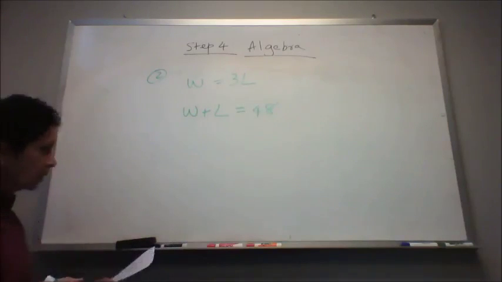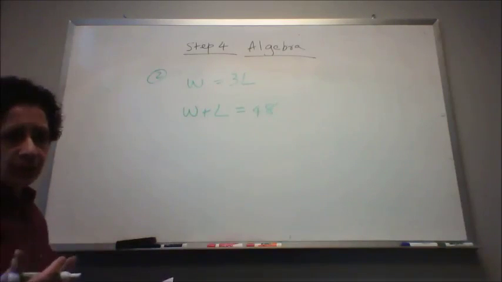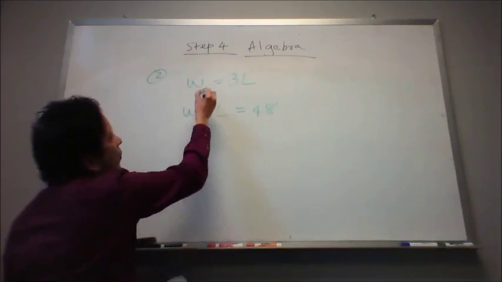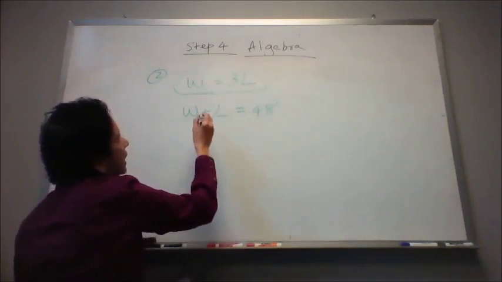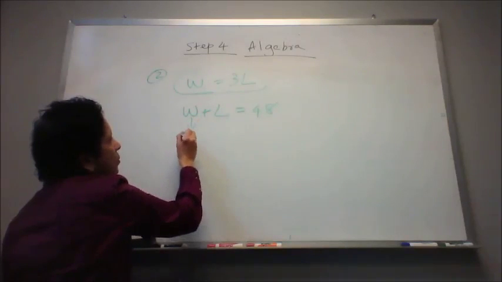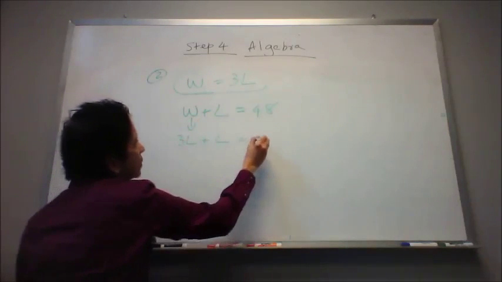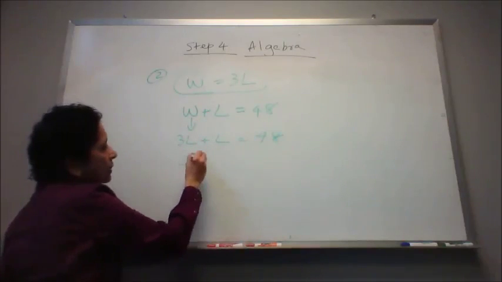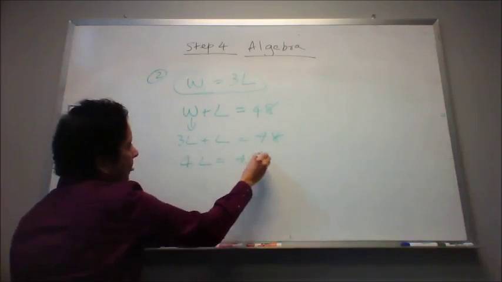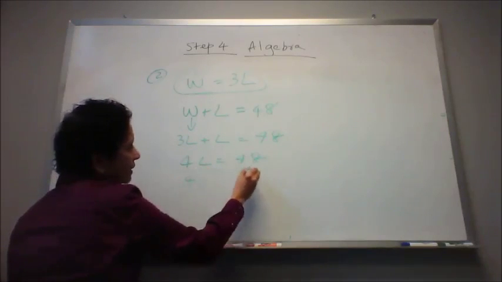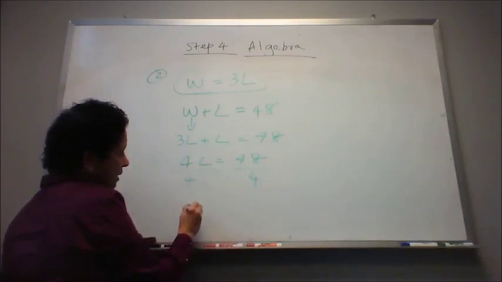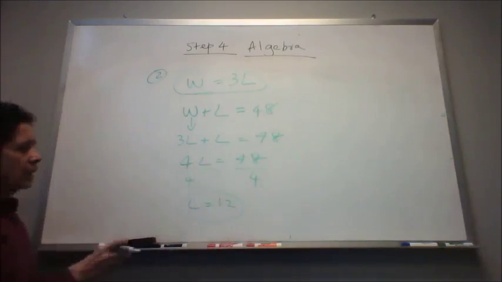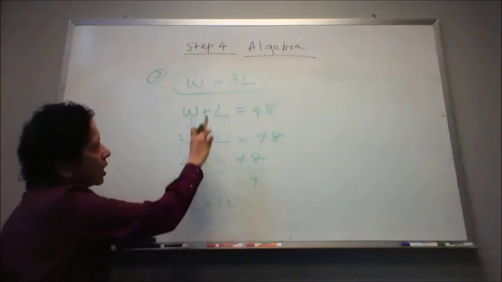So now, again, the substitution method, I've got 2 unknowns, W and L. So we know that W equals 3L, so I can substitute. So 3L plus L equals 48. So 3L plus 1L is 4L, right? 4L is 48. So then I don't like the 4, I divide by 4 both sides. So L equals 12. So that means that they have 12 losses.